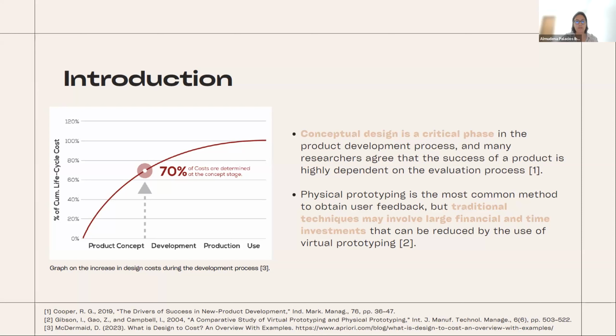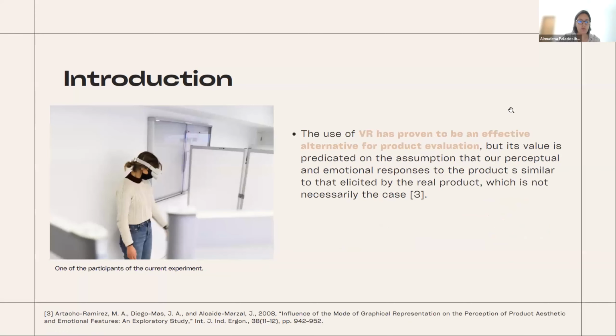Given this context, physical prototyping is one of the most common methods to obtain user feedback. But traditional techniques may involve large financial and time investments in many cases, and that can be reduced by the use of virtual prototyping. Advances in technology have led to the emergence of new visualization techniques, such as virtual reality. The use of virtual reality has proven to be an effective alternative for physical product evaluation. But its value is predicated on the assumption that the emotional and perceptual response that we have toward the product is similar to the one elicited by the real one, which is not necessarily the case.